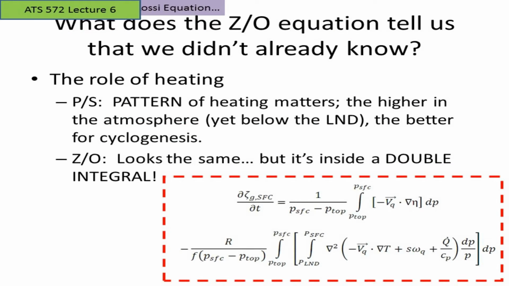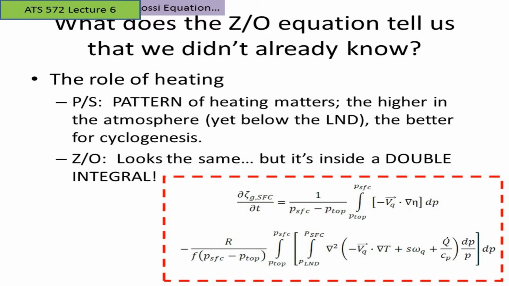Well, what about heating? What does the Zwack-Okossi equation tell us about heating that we didn't already know? Pedersen-Sutcliffe told us that the pattern of heating mattered: you had to have a localized area of heating with less heating around it, and the higher up in the atmosphere, but below the level of non-divergence, you could get that heating, the better it was for cyclogenesis. Well, the Zwack-Okossi equation looks the same, but it's a double integral. Now, we worked through a giant string of slides at that point in Lecture 6 to talk through what the double integral means. But the double integral ends up meaning that all the levels of the atmosphere end up counting about the same with those thermal terms.